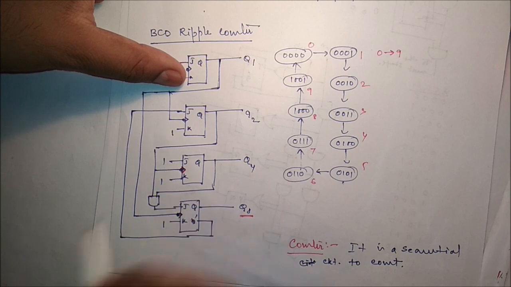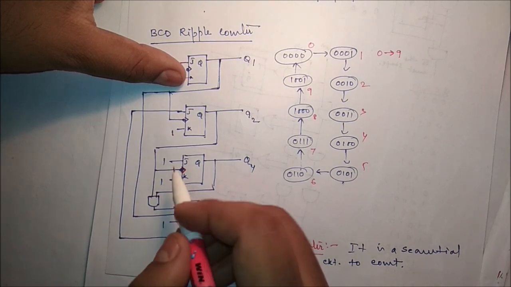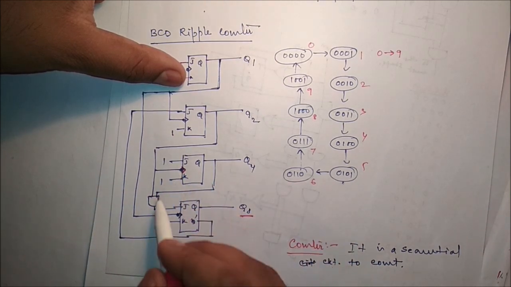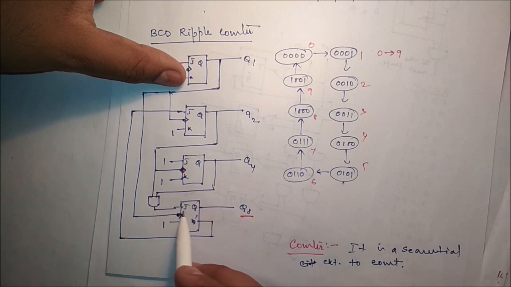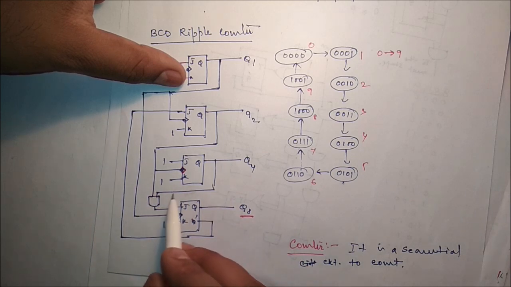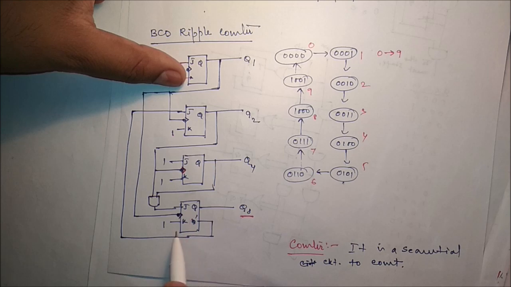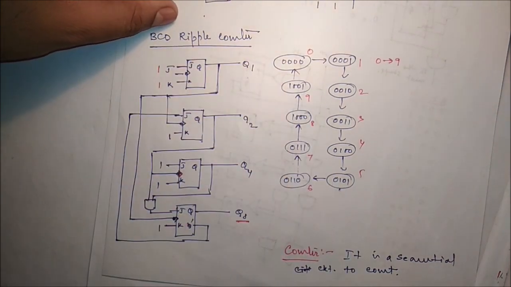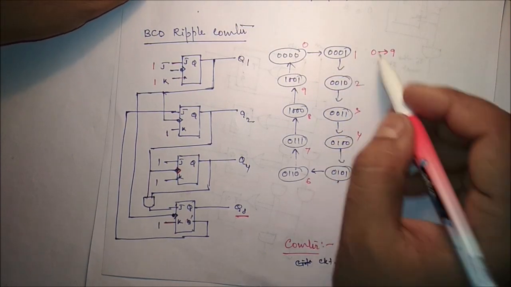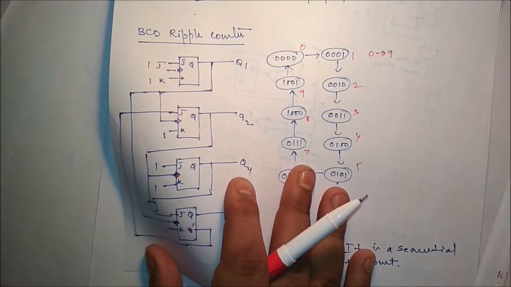And here all are 1. Here J and K are always 1. Now Q4 goes to the next J value via the AND gates. And here K is always 1, and this is what a BCD ripple counter is. So it will count from 0 to 9 and circularly.